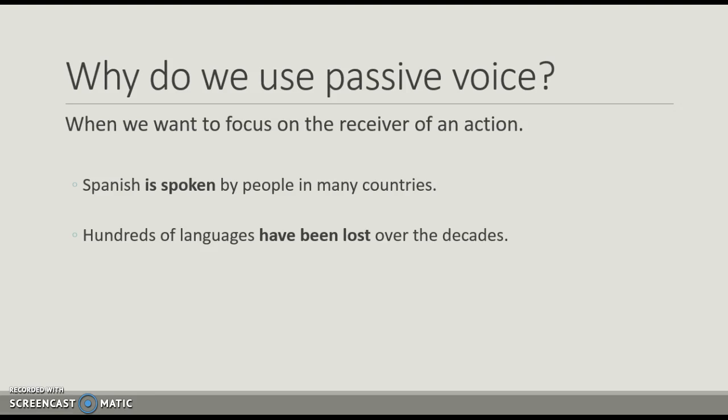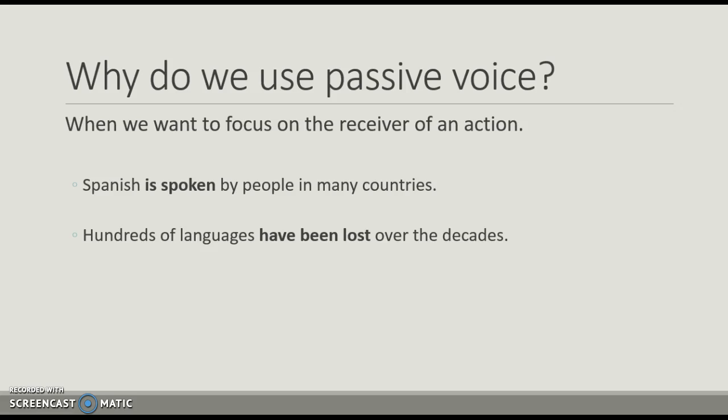So why do we use passive voice? We use passive voice when we want to focus on the receiver of an action, or when it's not really important who did the action. So if we look at this sentence right here, the first example, Spanish is spoken by people in many countries.